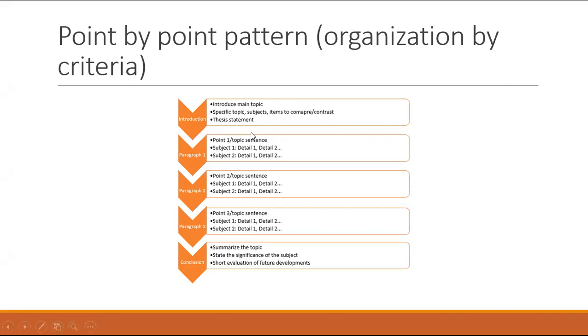the organization details. So in paragraph one, for example, we take topic sentence. Point one, that means topic sentence. Subject one, detail one, detail two. And subject two, detail one and detail two, right? We will do an example later in the next slide. So here you can see in this structure, we are discussing two subjects point-wise in each paragraph. Their characteristics are followed by each other, whether they are differences or similarities. Then at the end, we have conclusion, we summarize the topic, we state the significance of the subject and a short evaluation of future development.